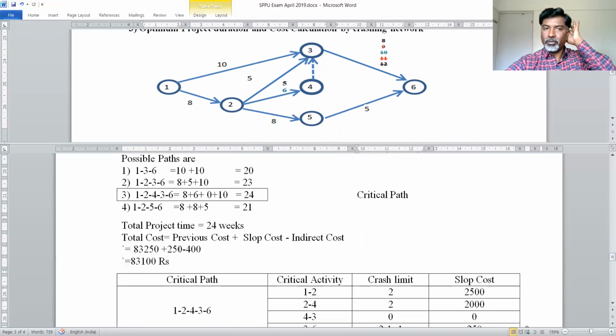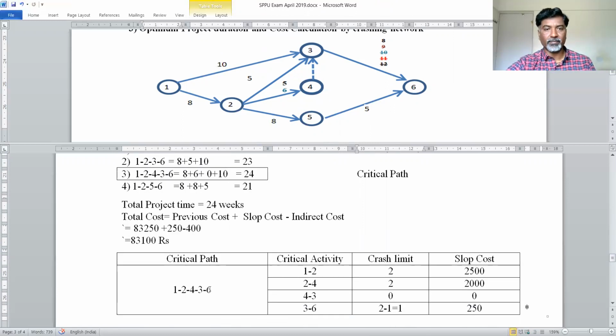So in that case, you have to write as it is the crash path. Then what are the activities involved in crashing, their crash limits and slope costs. After identifying the slope cost values, you have to mark the minimum value, 250, and the crash limit is 2. So 2 is not equal to 0. So still we have scope to crash this activity by 1. So I am crashing this activity by 1. So I will get 1 now here, and the 3 to 6 activity I have crashed. So I have to cross out 10 and write 9 here, because now I have 9 weeks in my hand to complete this activity Z.